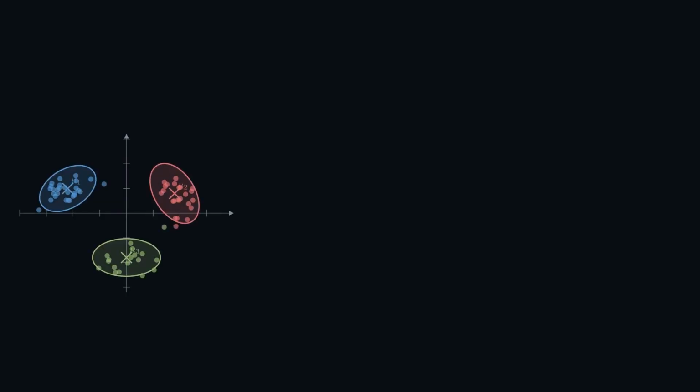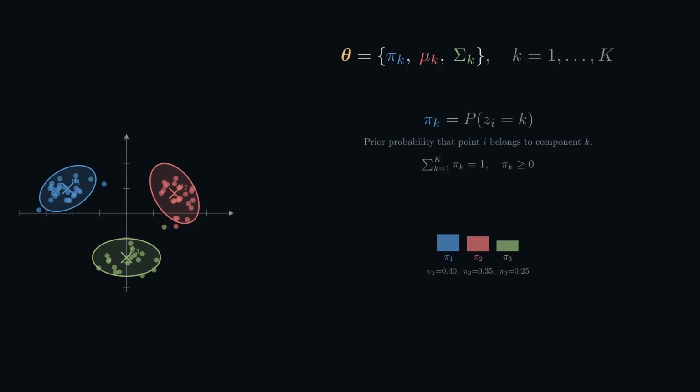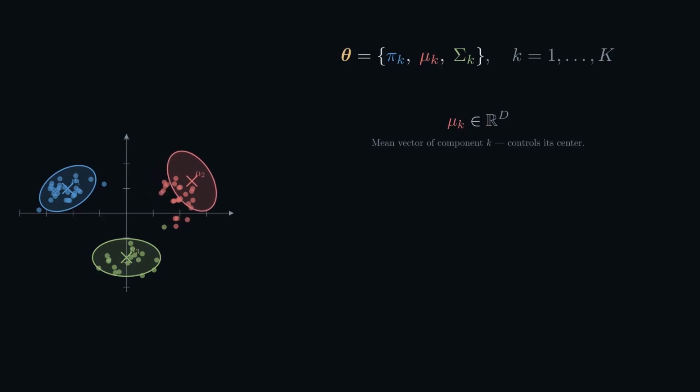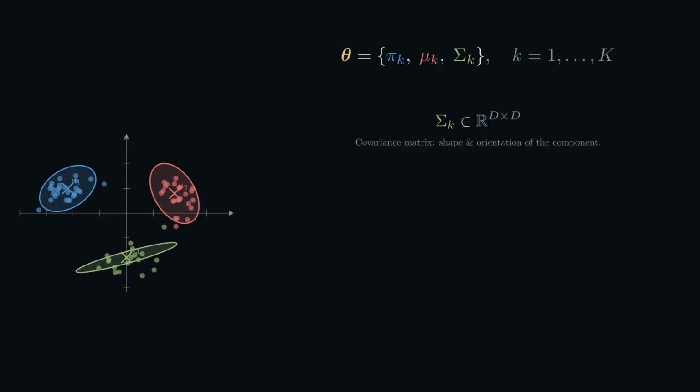Our goal is to find the parameters theta: p sub k, mu sub k, and sigma sub k, for k from 1 to K, where p sub k equals the probability that c sub i equals k. It is the prior probability that a point belongs to component k, the mixture weights. Mu sub k is the mean of component k. Sigma sub k is the covariance matrix of component k.